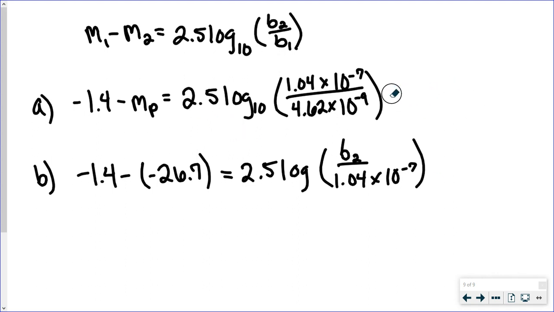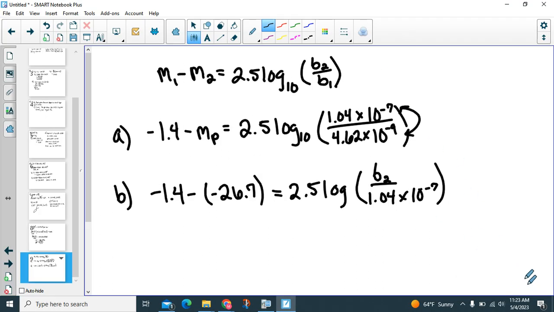All right, this is supposed to be B2 over B1, where I had them matched up, right? These two were together and these two were together, but they're supposed to be flipped. So I'll go ahead and redo this for you.